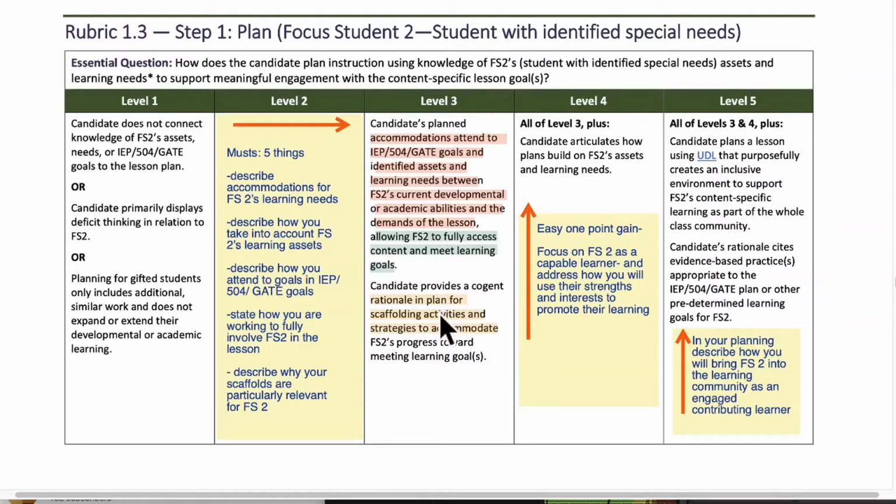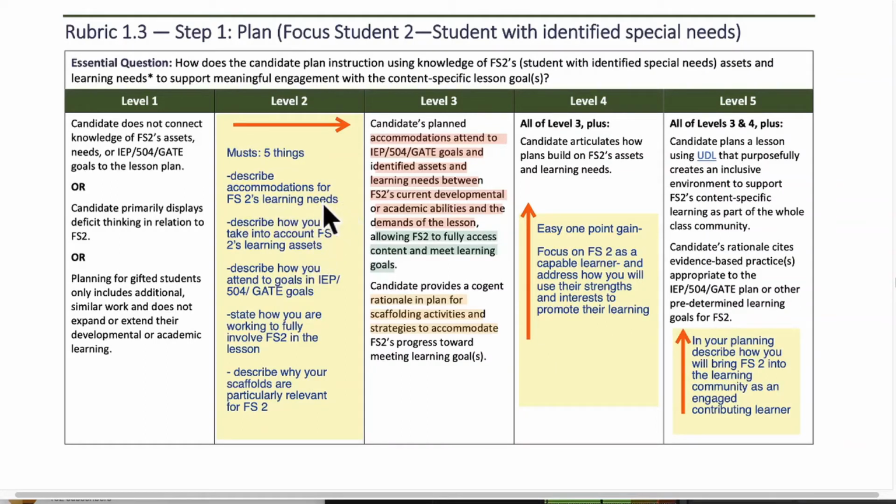The other part, candidate provides a cogent rationale and plan for scaffolding activities and strategies to accommodate focused students' progress towards meeting learning goals. So I have 5 things for this one. You want to describe the accommodations you're setting up for focused students' learning needs. Describe how you take into account focused students' learning assets. And this comes back to focused student 1 again. Focused student 1, focused student 2, focused student 3, it's all about their needs and their assets.